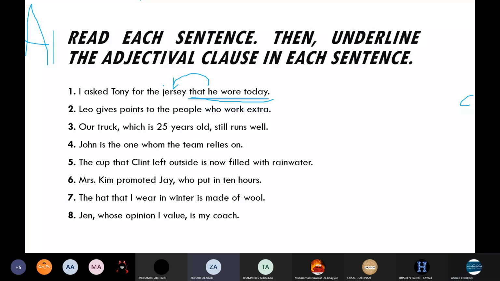Understand. Okay, Muhammad Al Khayyat. Number 2. Leo gives points to the people who work extra. Who work extra describes the people. Which people did he give the points to? Those who work extra. Teacher, no, the first one, that he wore today. Yes, this is the adjectival clause, because it describes the noun, which is the jersey. And the second one, who work extra, describes the noun, which is people.